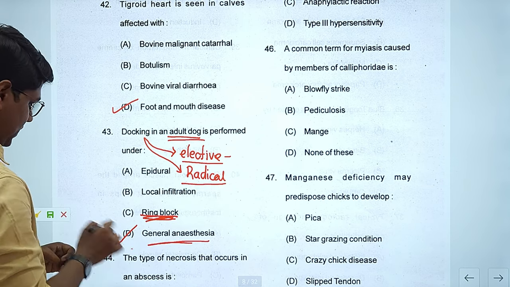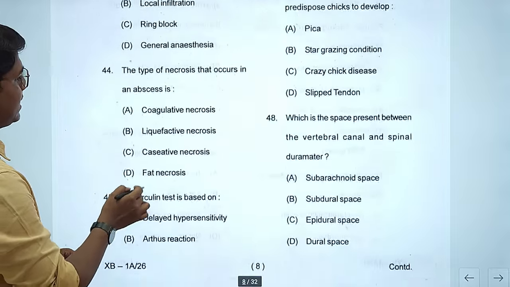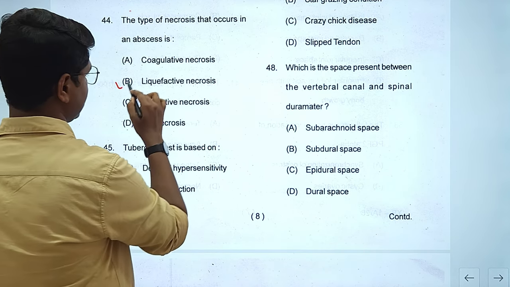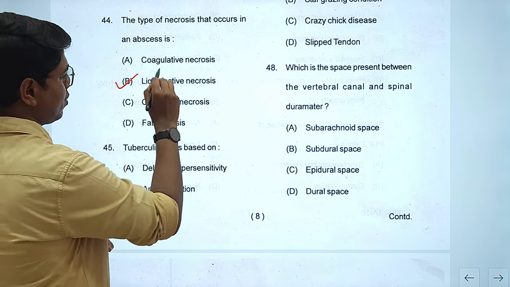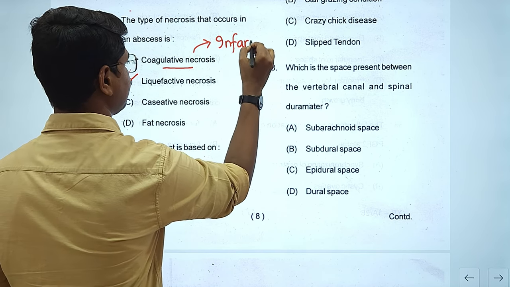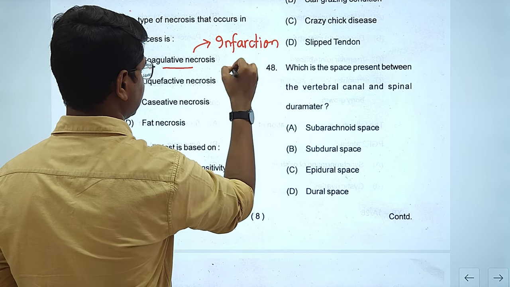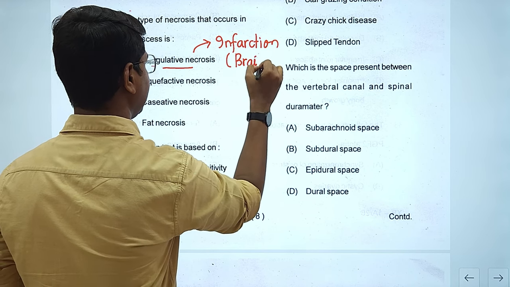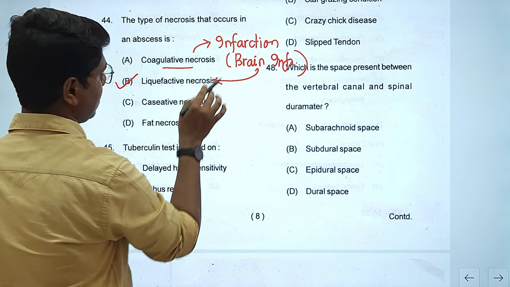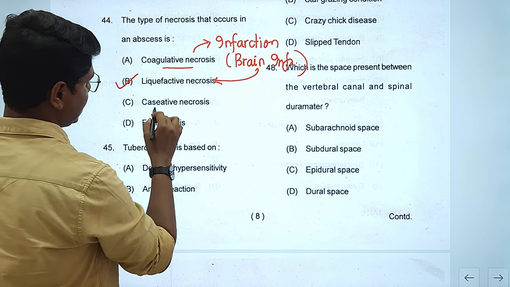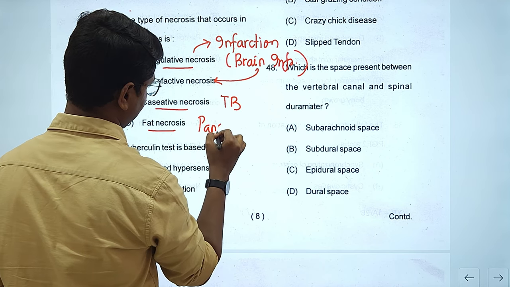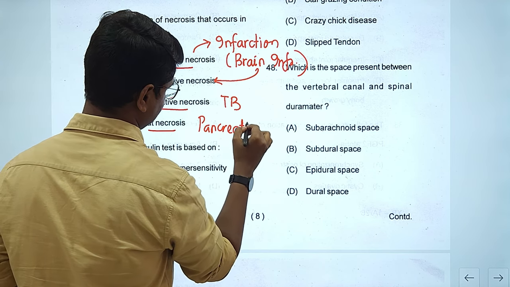The type of necrosis that occurs in an abscess is liquefactive necrosis. The typical example for coagulative necrosis is infarction, except brain infarction. In the brain, it is liquefactive. Coagulative necrosis does not happen in the brain. Caseous necrosis, typical example is TB. Fat necrosis, pancreatitis.